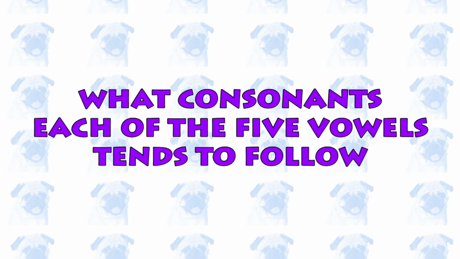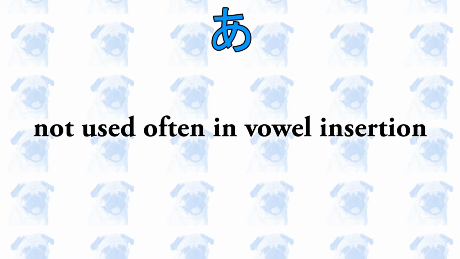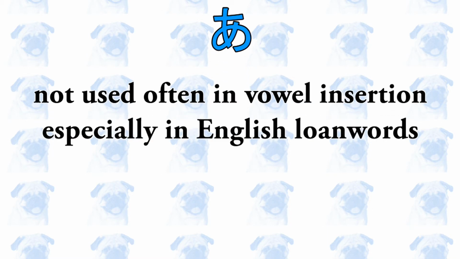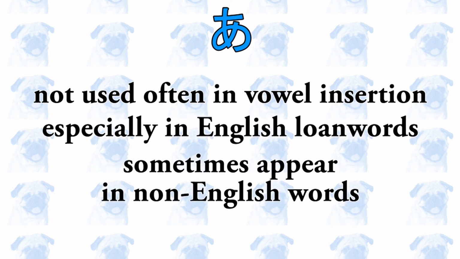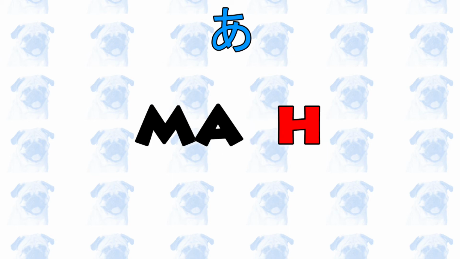Now that we know the mechanism behind the insertion of vowels, let's see what consonants each of the 5 vowels in Japanese tends to follow. Keep in mind, however, as is always the case with languages, there are bound to be many exceptions. A does not play a big role, especially when it comes to loan words from English. However, A can be inserted into some non-English words. For example, the word mach in German ends in a consonant, and this consonant doesn't exist in Japanese, so it is pronounced as H, and it is followed by A, as in maha.